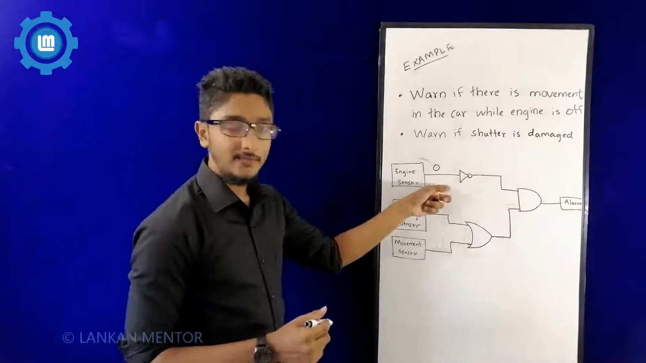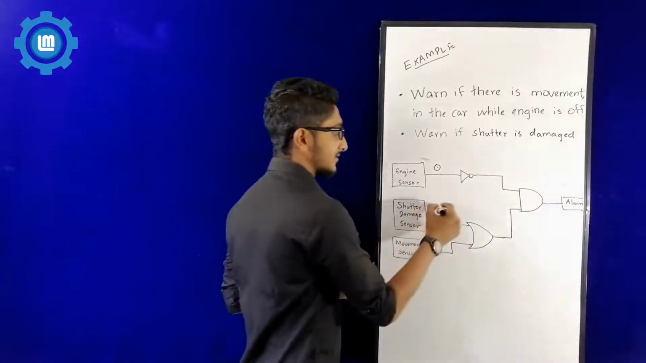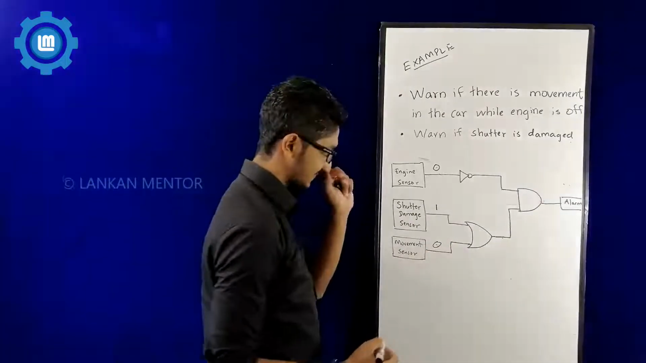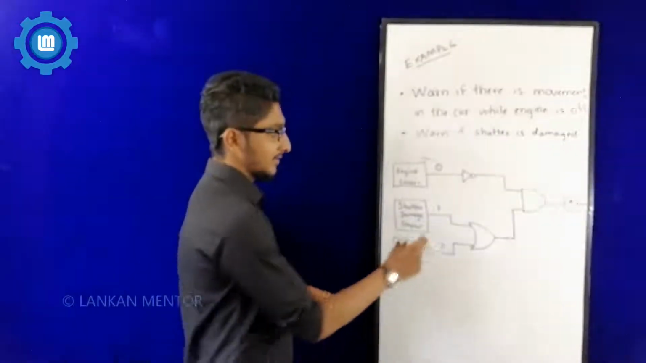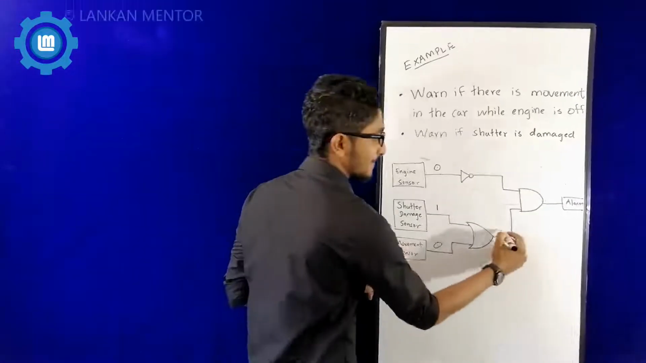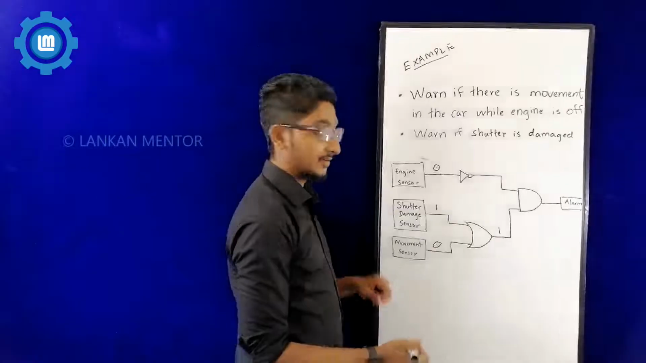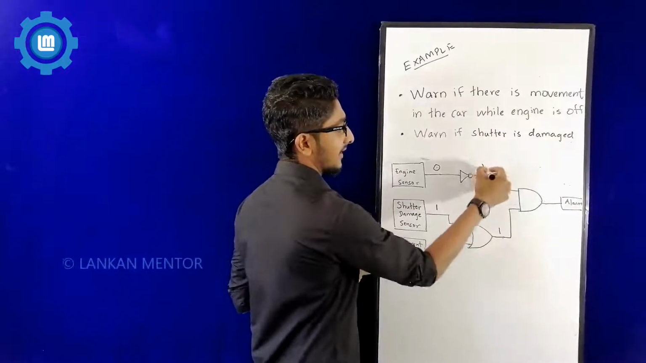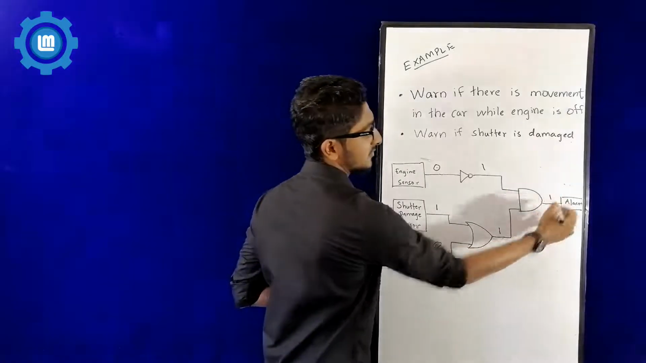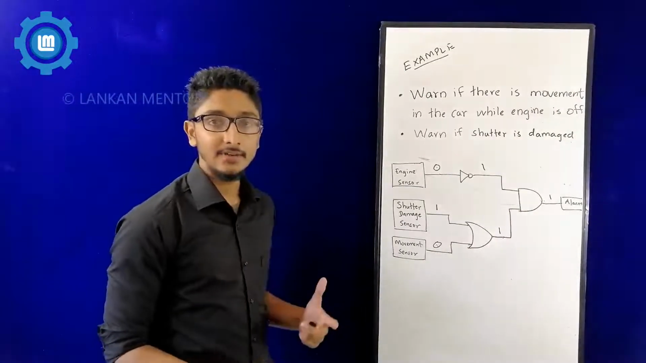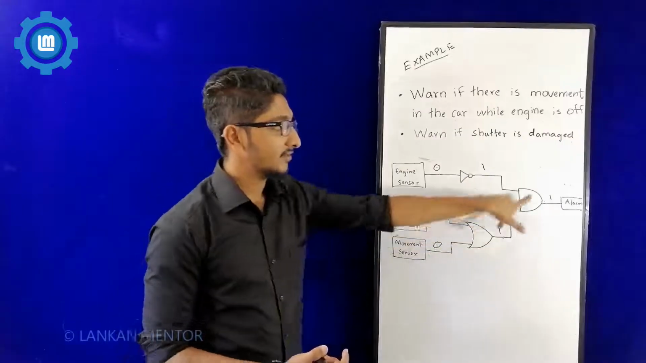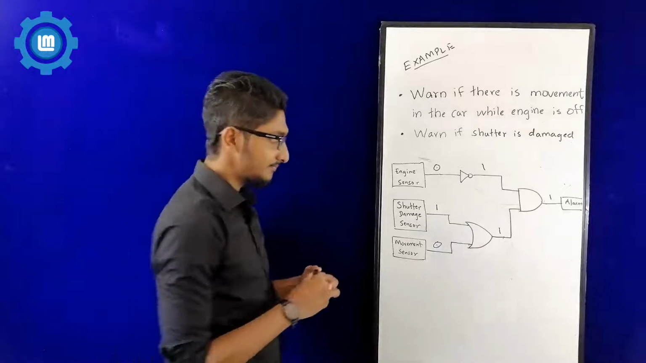When the engine is off, there is a shutter damage, but no movement. There is no movement, but there is a shutter damage. Still, 1 plus 0 is 1. So this 1, and 0 coming out of this NOT gate is 1. So 1 into 1 is 1. Still, the alarm will work. So if there is a shutter damage, then you have 1. Right.